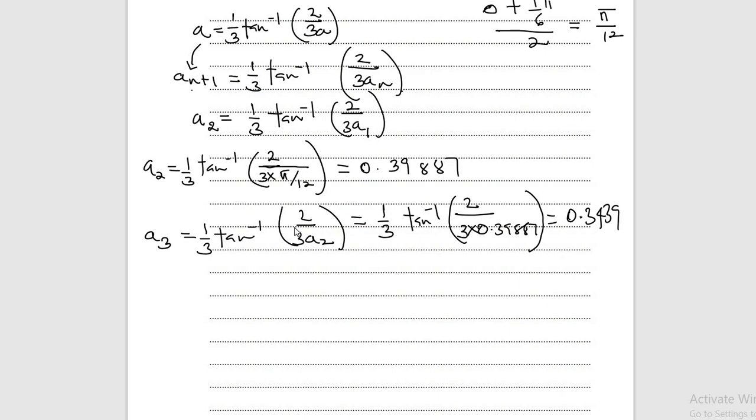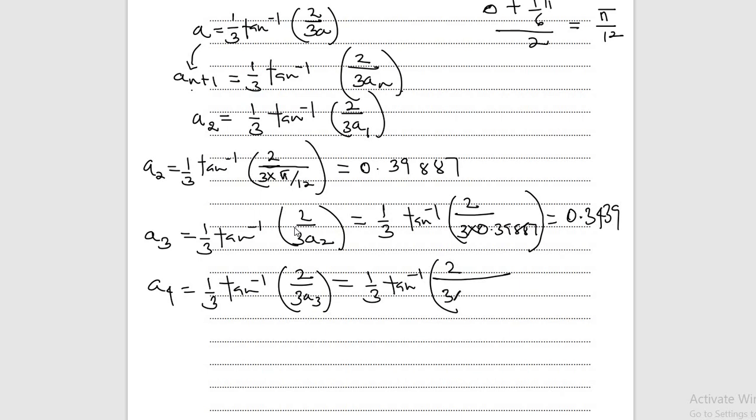0.3439. Let's get a4. Remember that when you are getting a4, what is inside is 2 over 3 a3, and we have a3 previously. So you're going to have 1 over 3 arctan 2 over 3 a3, and a3 is 0.3439. Make sure your calculator is in radian. It's key. Or else, a4 is 0.3648.